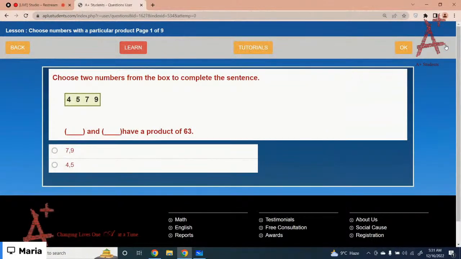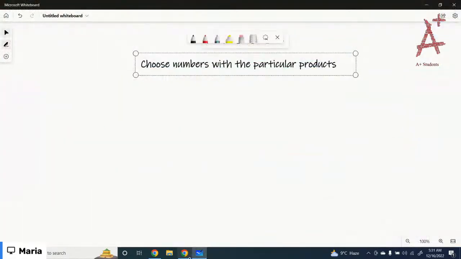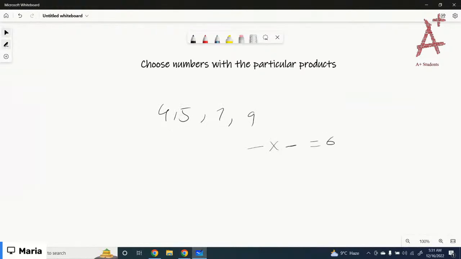Choose two numbers from the box to complete the sentence. Dash and dash have a product of 63. You are given four numbers: 4, 5, 7, 9. You need to see which two numbers when multiplied make 63. So what are the numbers?